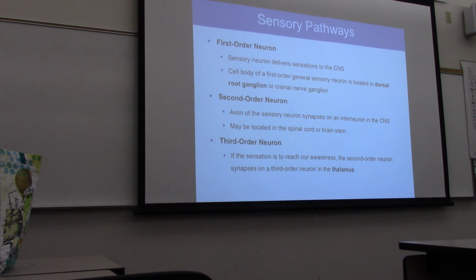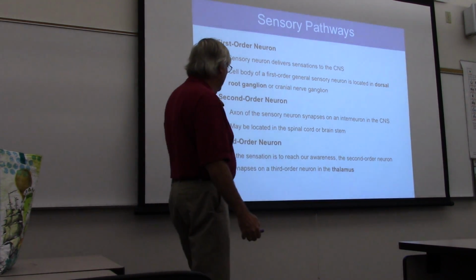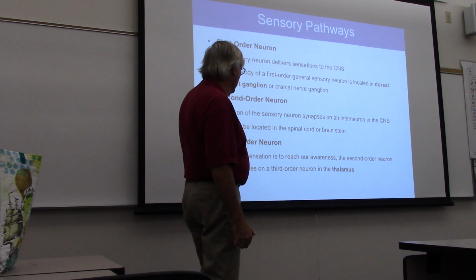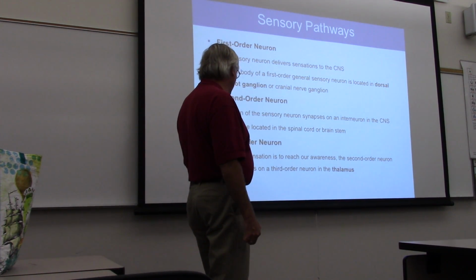Dorsal root ganglion. So that first nerve that came from that little receptor out there in your finger, that one nerve traveled all the way up here, and here's where its cell body was, and then its synapse goes in here to the spinal cord and hooks up with another one. So the second order neuron then starts there in the spinal cord and heads up towards the brain.